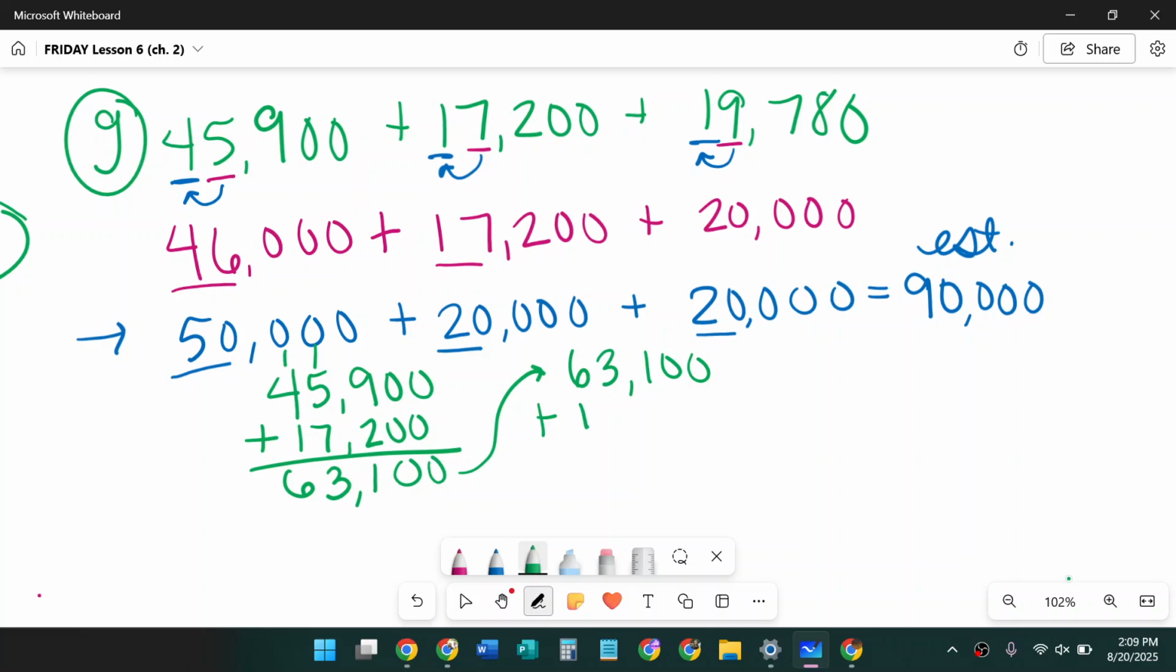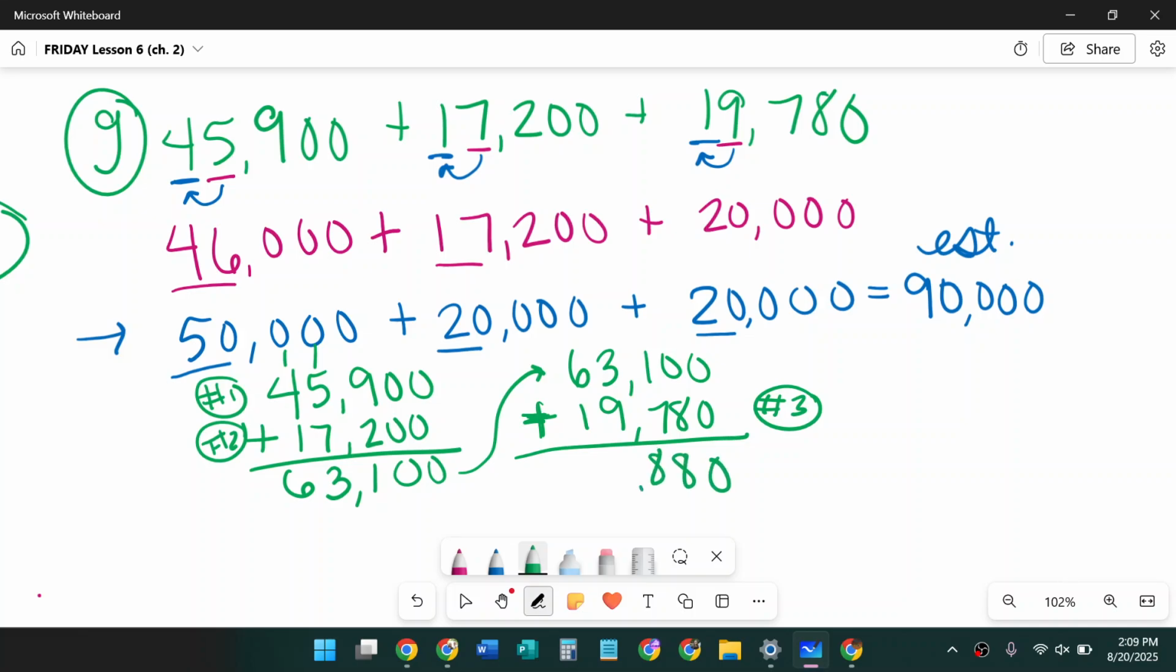I could just add right under, but sometimes that gets confusing and you get distracted and you forget what you're doing. So I'm going to keep track of what I'm doing. This is number 1, this is number 2, and this is our last number. I'm going to call it number 3. All right, so 0, 8, 8, 12, regroup, 6, 7, 8. All right, so this is our actual answer.